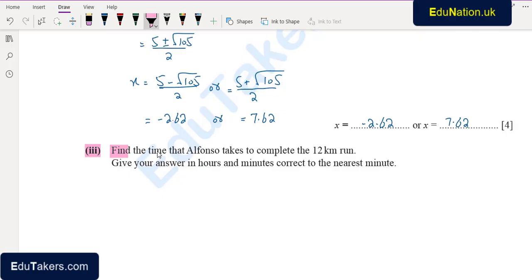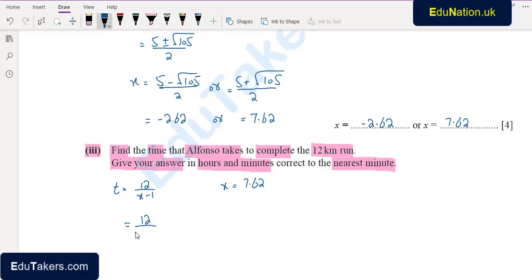Part 3. Find the time that Alfonso takes to complete the 12 kilometer run. Give your answer in hours and minutes, correct to the nearest minute. Time taken for the 12 km run is 12 over x minus 1. Using the positive root, x is 7.62. So 12 over 7.62 minus 1.